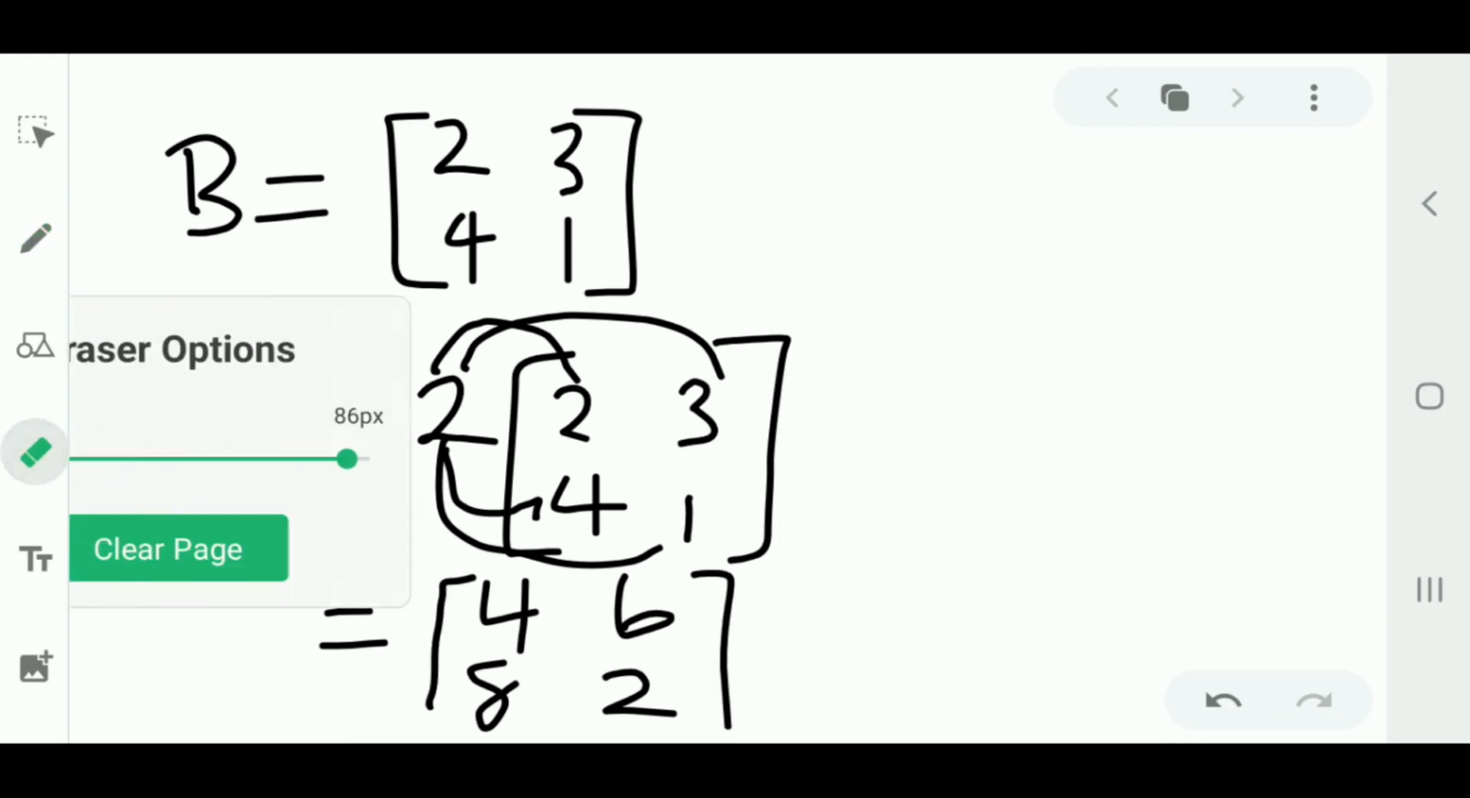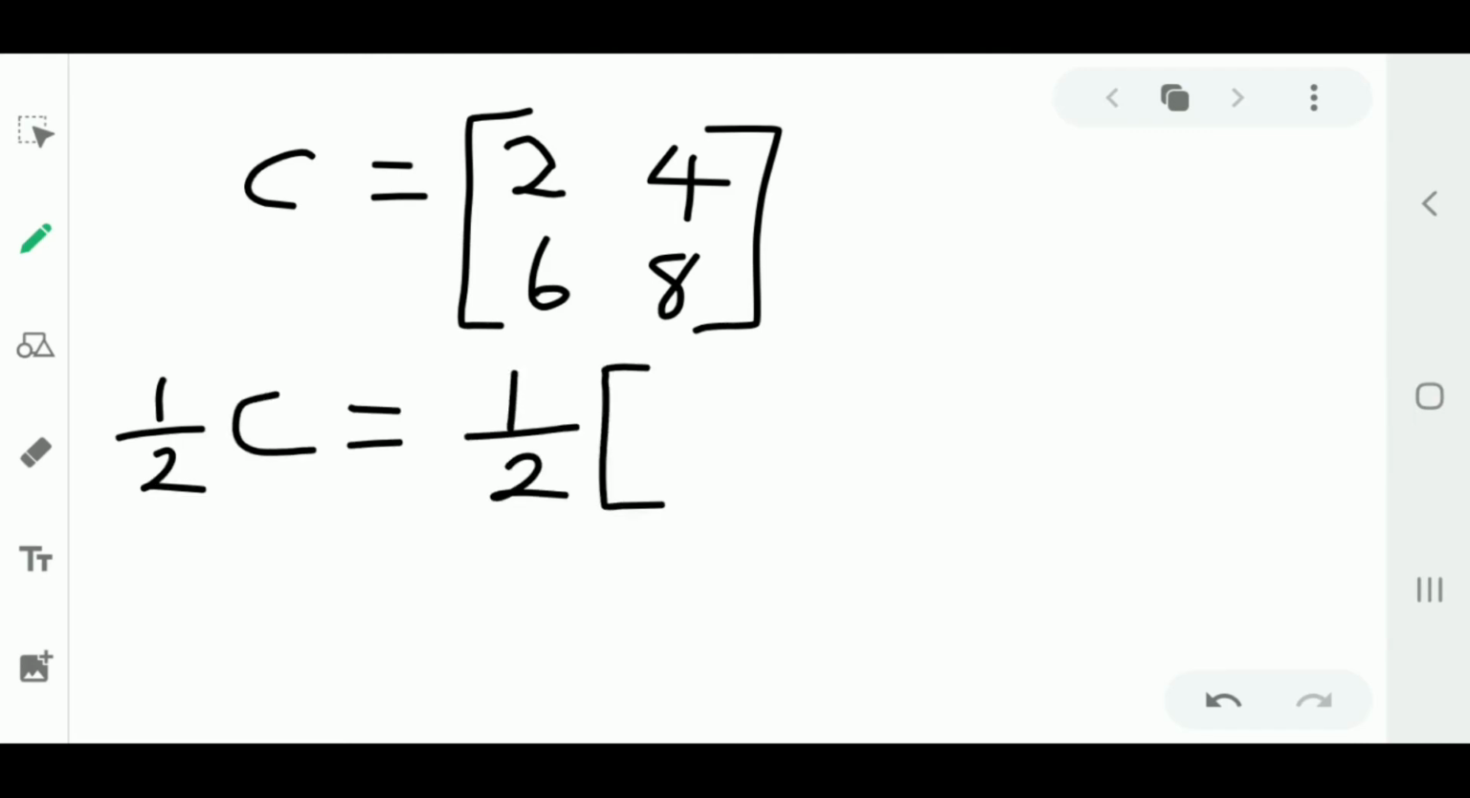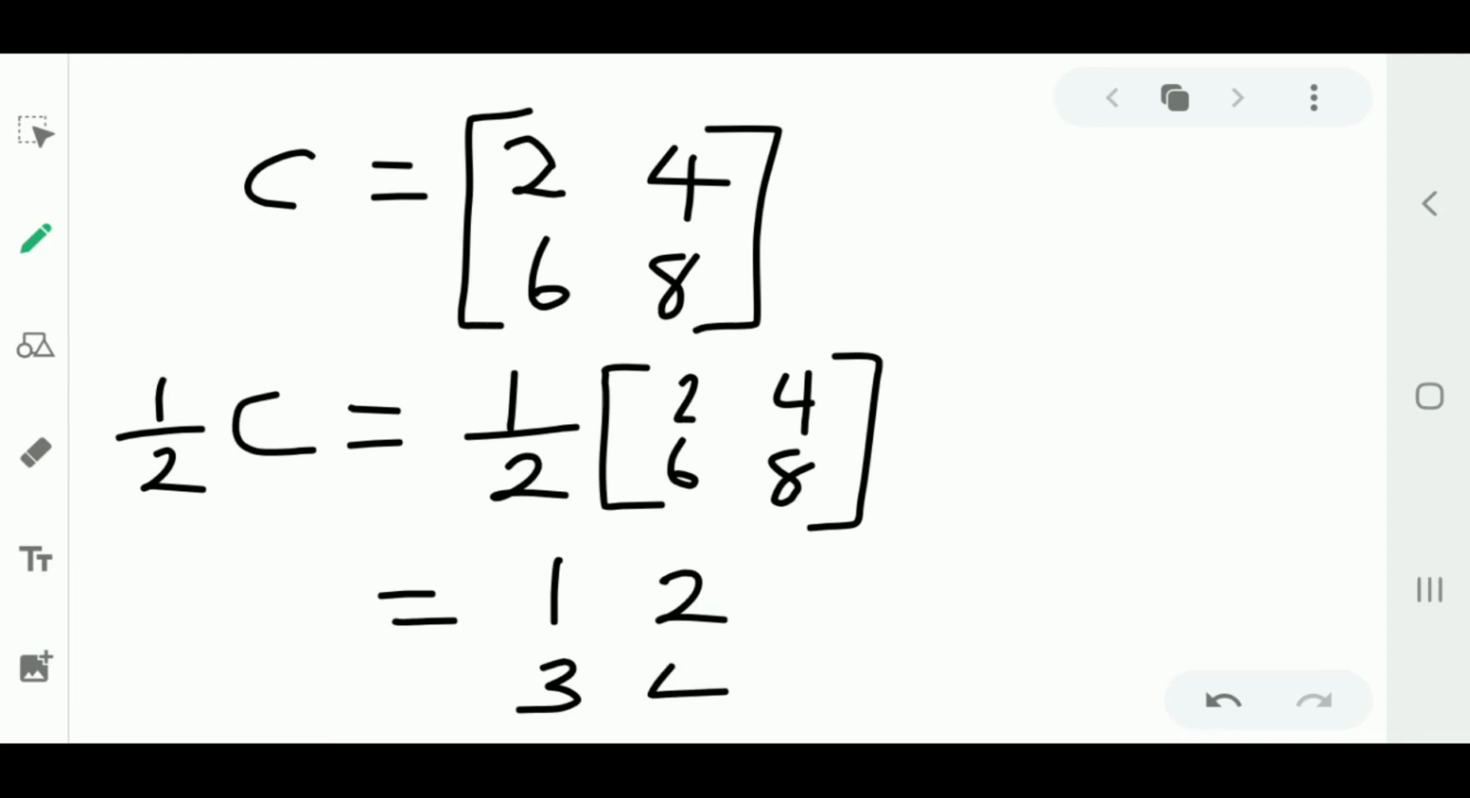Let's try another one. Let's say we had C is equal to 2, 4, 6, 8. And we want to find half C. So it is half times everything in the bracket here. So a half times 2 gives you 1. A half times 4 gives you 2. A half times 6 gives you 3. And a half times 8 gives you 4.